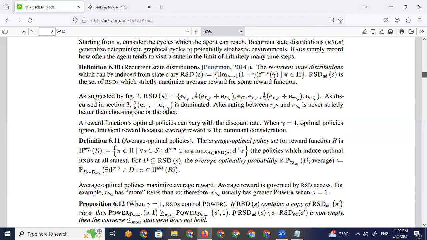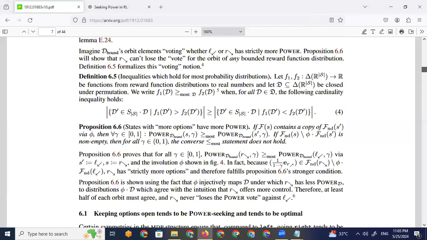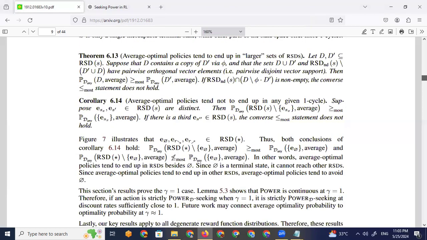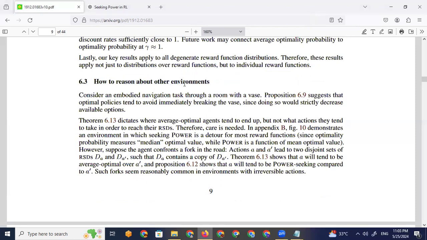Let's see. And then, how to reason about other environments? Consider an embodied navigation task through a room with a vase. Proposition 6.9 suggests that optimal policies tend to avoid immediately breaking the vase, since doing so would strictly decrease available options. It dictates where average optimal agents tend to end up, but not what actions they tend to take in order to reach their RSDs. Therefore, care is needed.